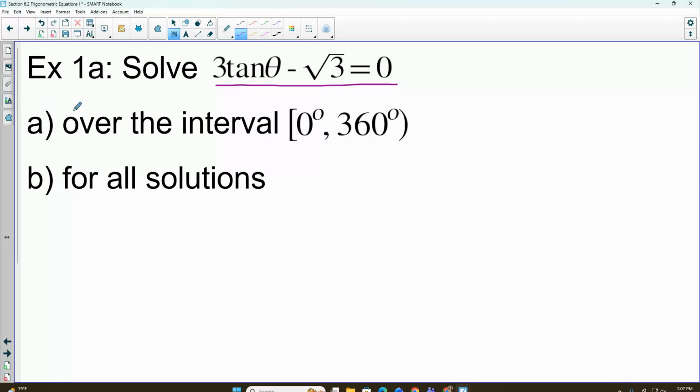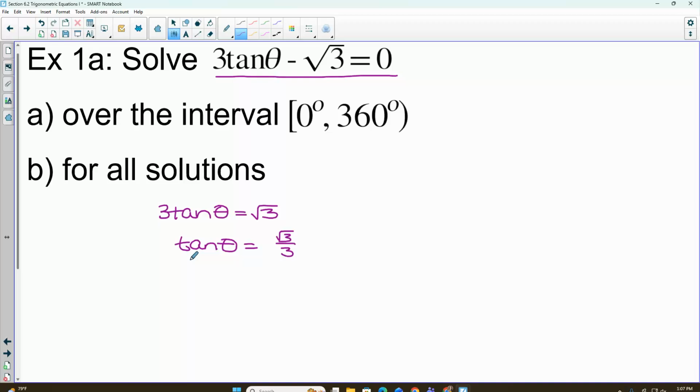Don't worry about the 2 separate directions right now. I'll explain that in a minute. Let's just solve this. So if you want to get tangent by itself, what would you do? Okay. And then? Okay.